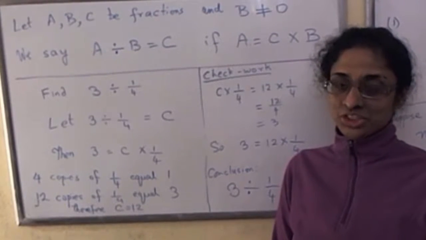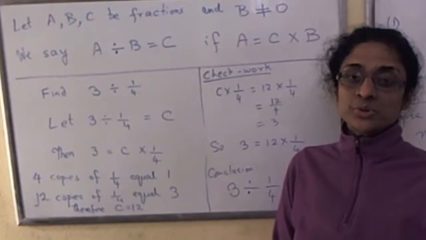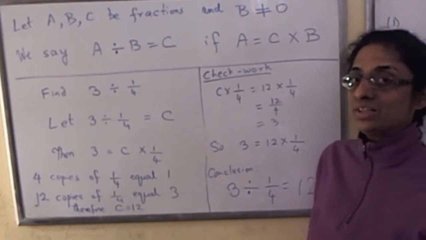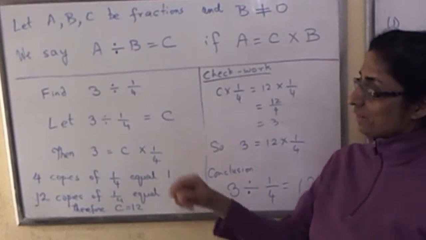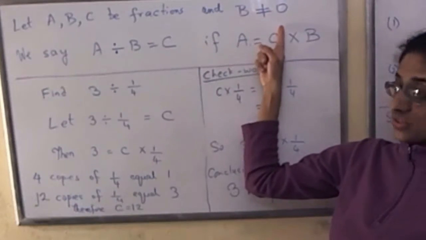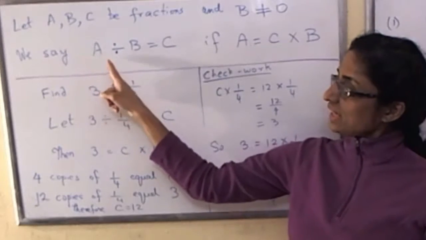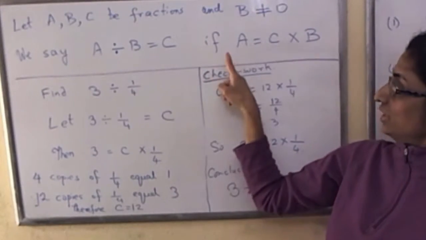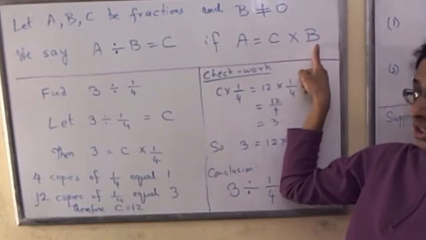Hi, today we continue our discussion on how to divide a fraction by a non-zero fraction. Let's quickly take a look at the definition that we have here. Let A, B, C be fractions and B is a non-zero fraction. We say A divided by B equals another fraction C if this equality holds true.